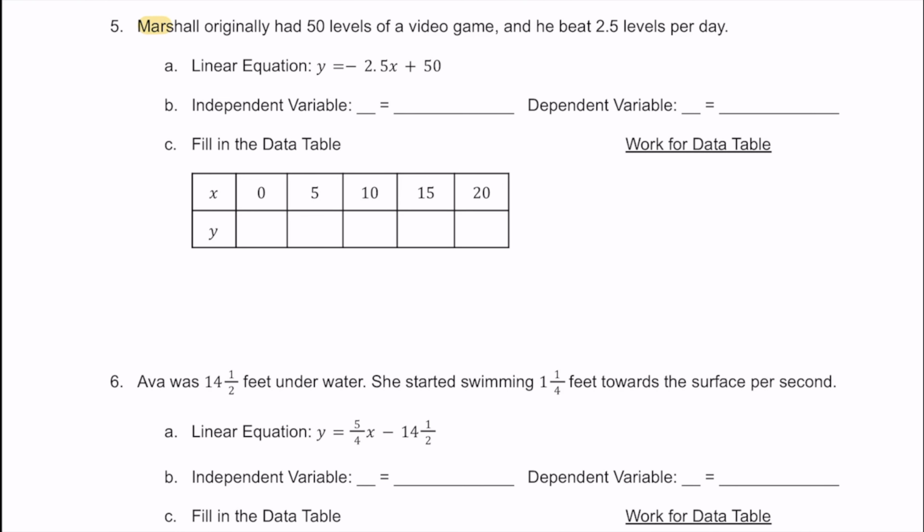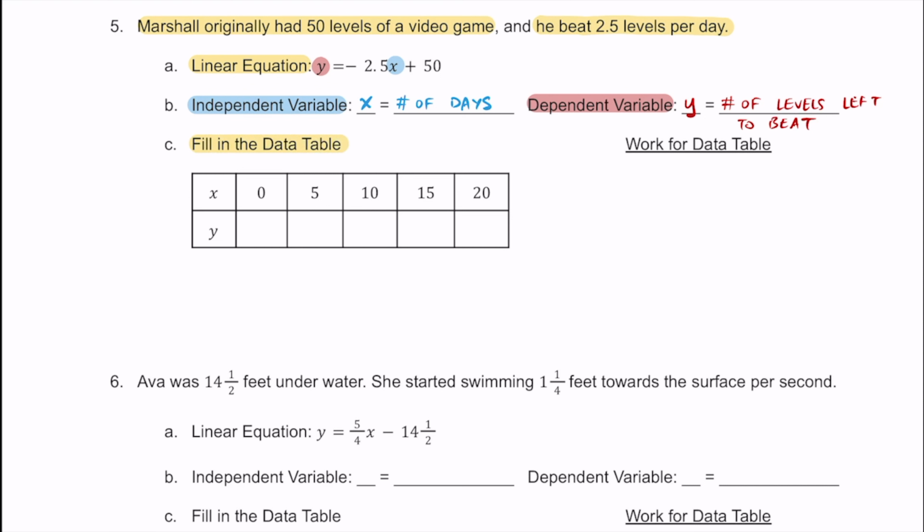Here's number 5. For number 5, Marshall originally had 50 levels of a video game that he wanted to play, and he's going to beat 2.5 levels per day. Here we have our linear equation. It's going to be y is equal to negative 2.5x plus 50, where the independent variable is going to be x as usual, while the dependent variable here is going to be y as usual. x is going to represent time, or the number of days that go by, and y represents the number of levels left that he needs to beat.